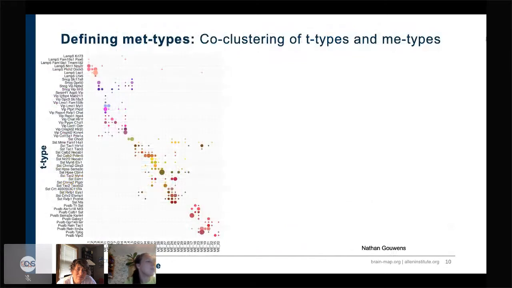So these are relatively new analyses that Nathan Gowans has put together to demonstrate the relationship between transcriptomic types and morphoelectric types. To define morphoelectric types, he performed an unsupervised clustering analysis and then compared the relationships for consistently mapped T types. From the confusion matrix, you can see that based on the diagonal, there is reasonable agreement between these two different classifications, though in general, ME types tend to be split across multiple T types.